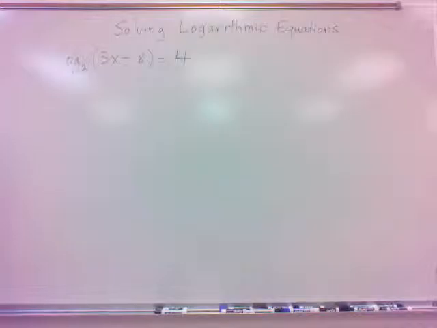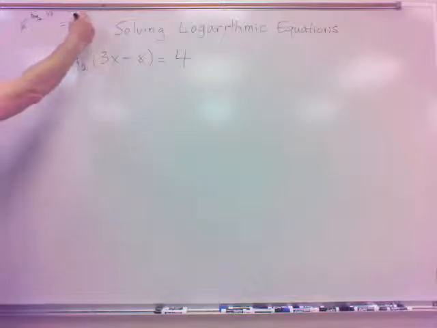Recall from last time we talked about that if I have 6 to the log base 6 of 45, what happens there? The 6 and the log base 6 cancel out. They're inverse functions, they're inverse operations. So if I have both of them together, they cancel out. 6 to the log base 6, those are opposites, so they cancel out, and that just leaves me 45.